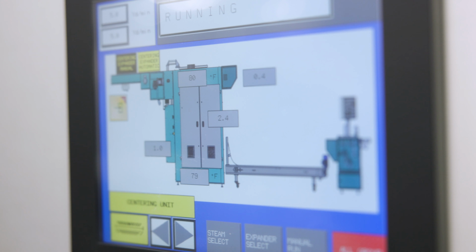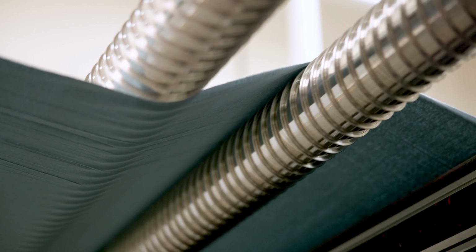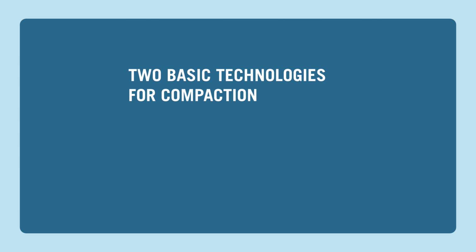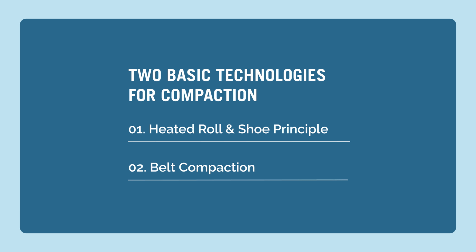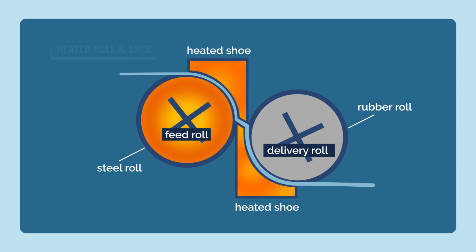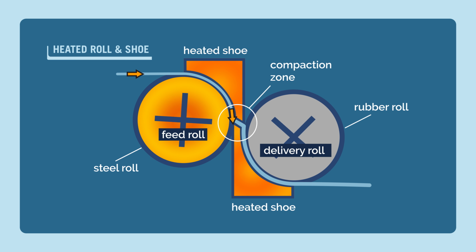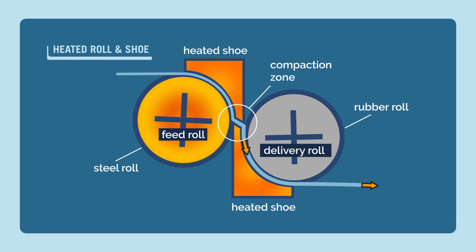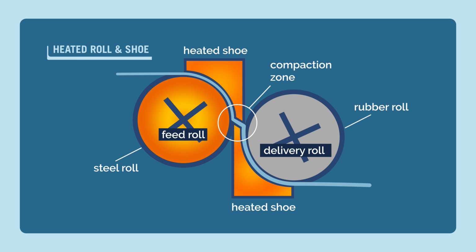Softeners on the fabric and steam in the process will allow the yarns to more easily slip by each other and adjust themselves. There are two basic technologies for compaction. The first type is based on the heated roll and shoe principle. Steam is applied as fabric wraps around the heated feed roll made of steel. Just enough moisture is applied so that the fabric will move freely.